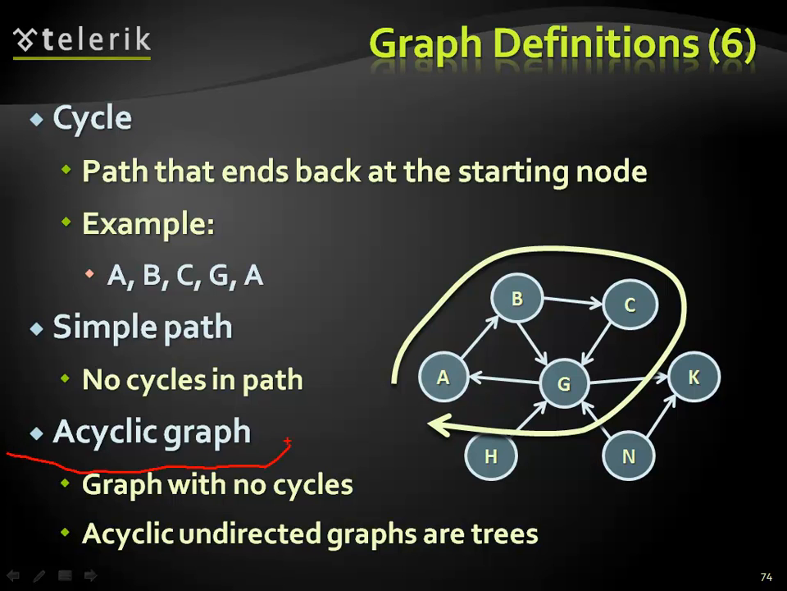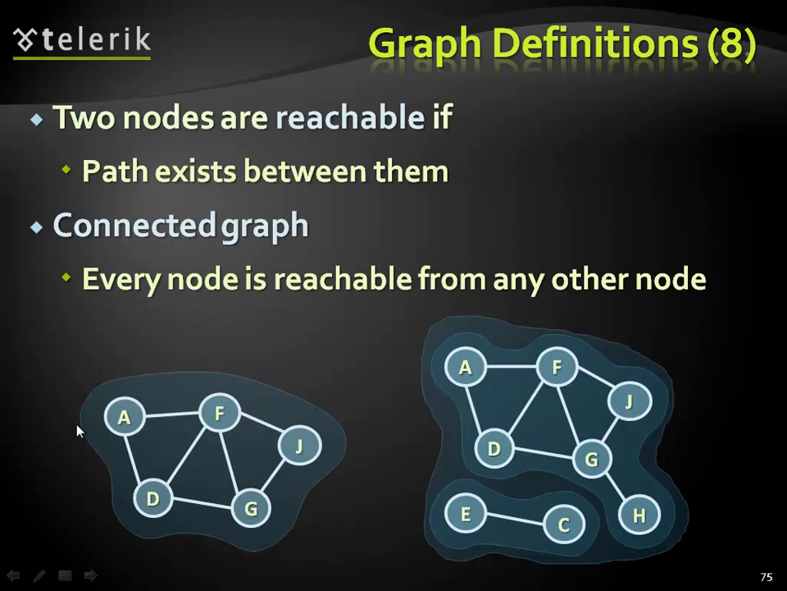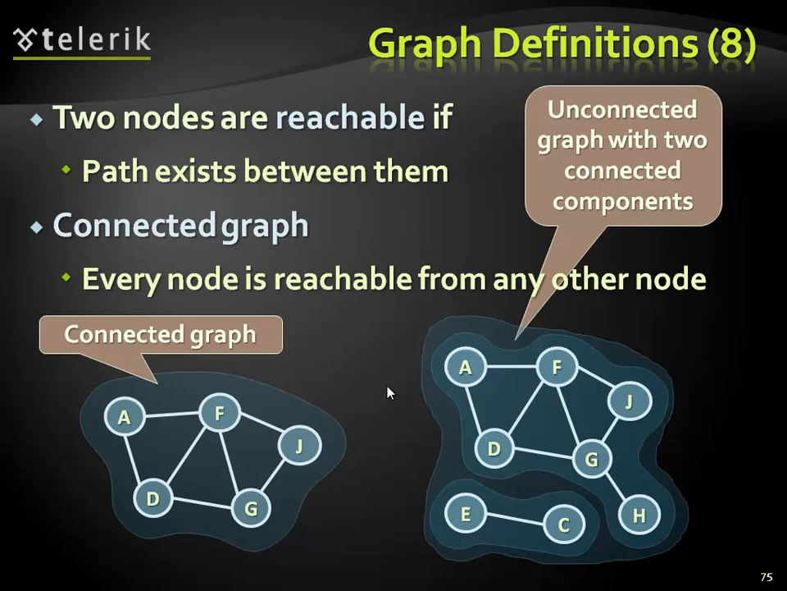An acyclic graph is a graph with no cycles, and also a tree. Yes, an acyclic graph is a tree. Actually, it's said down here. So 2 nodes are reachable, that's what the other term, connected, means, not directly connected, but just connected, if there is a path between them. And in connected graphs, each 2 vertices are reachable. Okay, this is a connected graph. That's an unconnected graph.